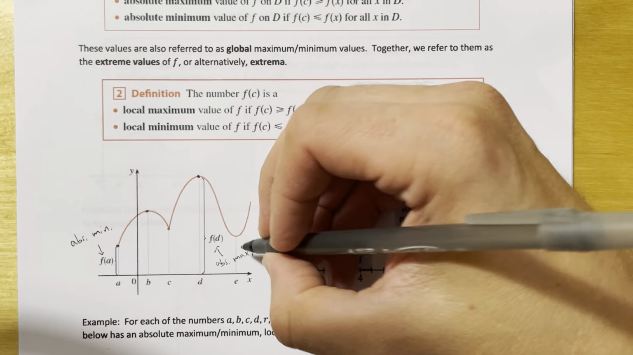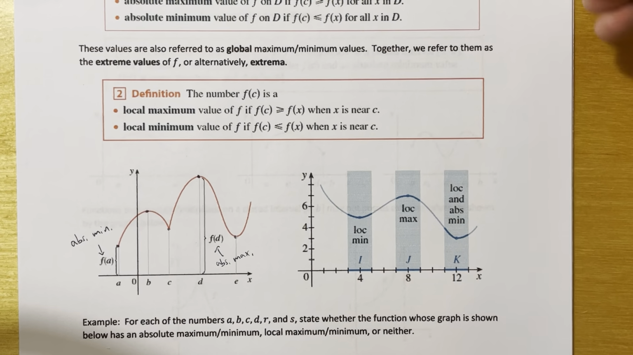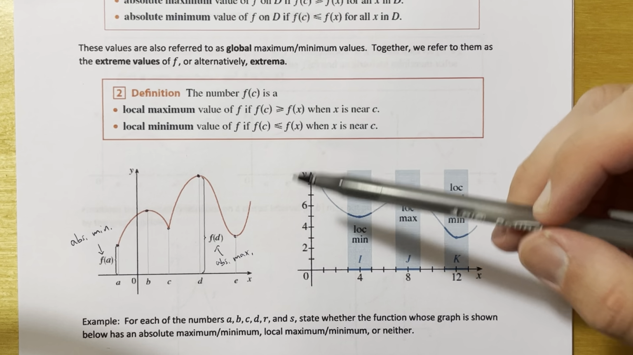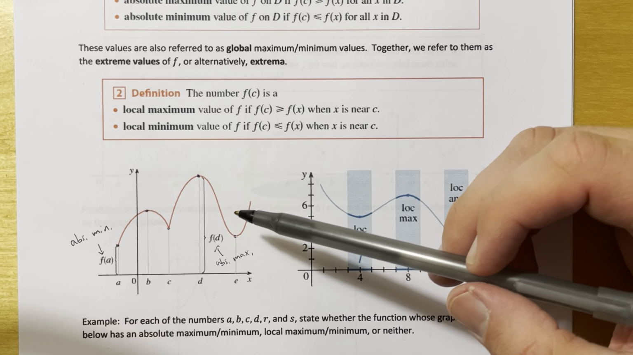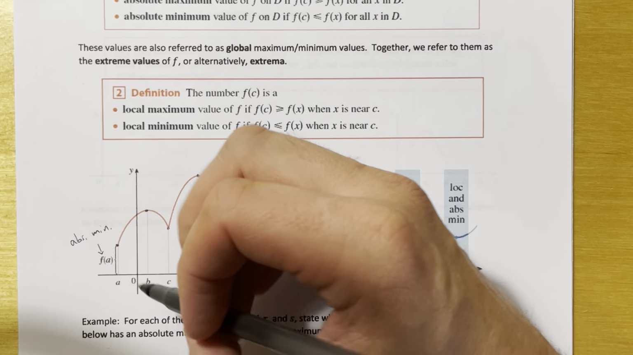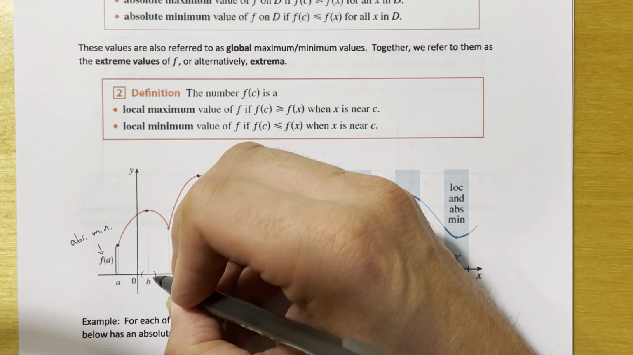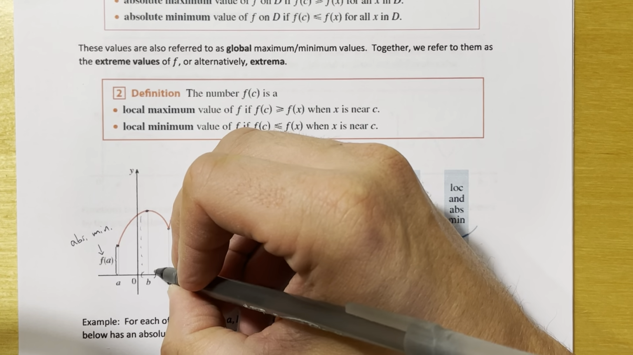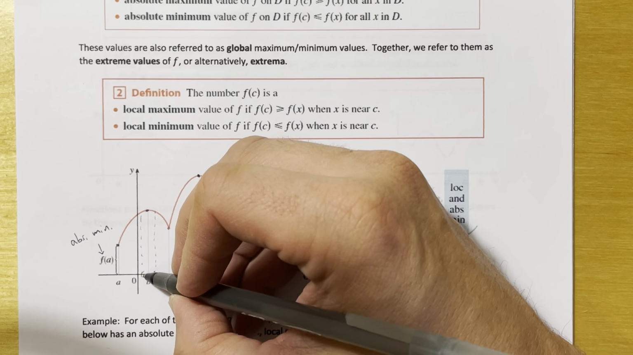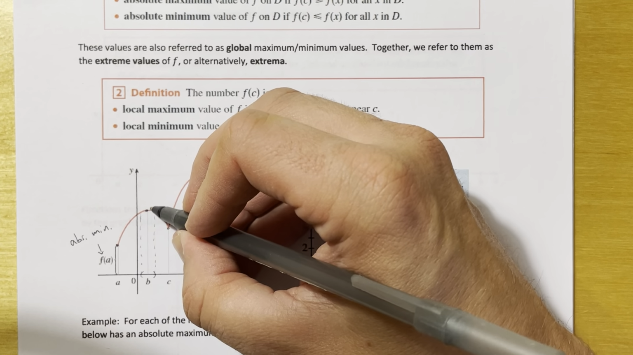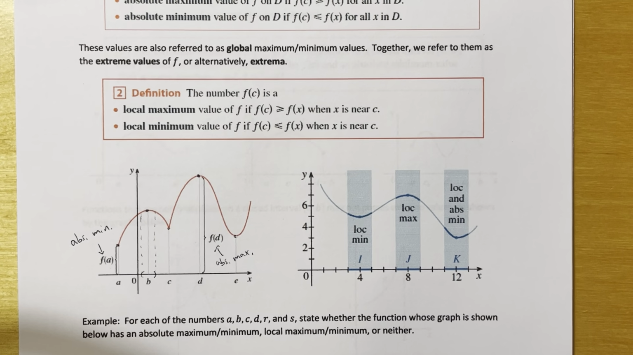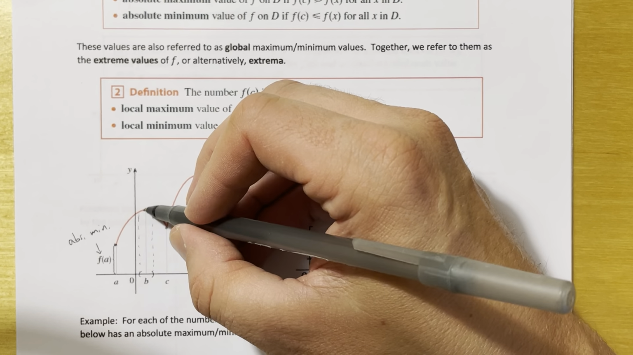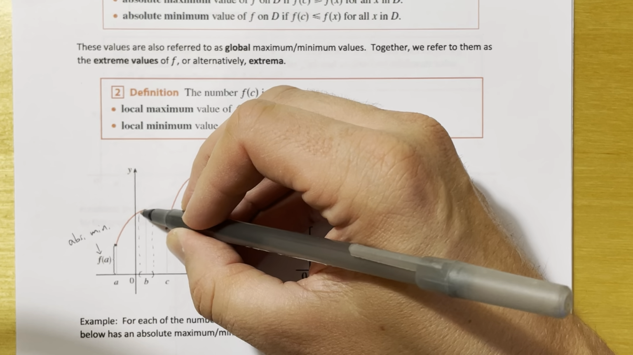Here, here, and here. None of these are absolute extrema because we can find values that are both larger and smaller than the outputs of those points on this graph, but they are local extrema because if you look at a small interval around B and you look at all the points on the graph corresponding to the values in that interval, this point is the highest point in this small window, this small interval that I've created. That's what makes it a local maximum. It's the highest point within this little window.